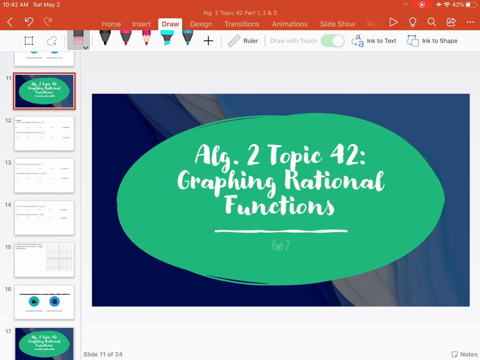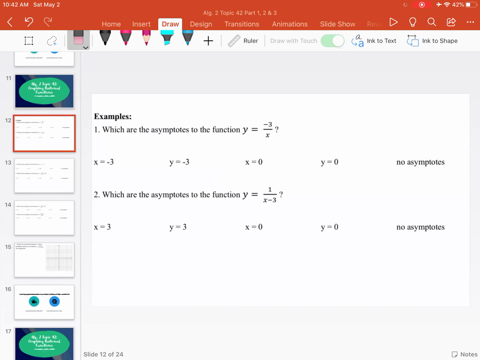Welcome back to topic 42 for Algebra 2, Graphing Rational Functions. In part 2, we're going to look at some examples on how to identify both the vertical and horizontal asymptote as well as holes in the graph. Let's dive into some examples.